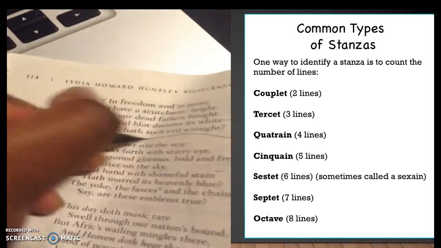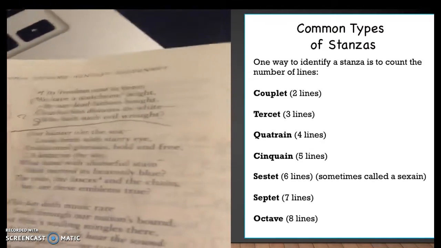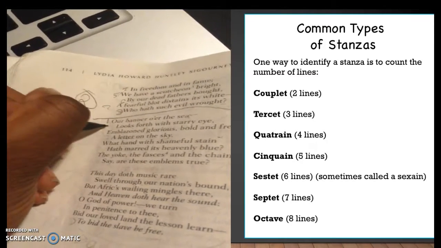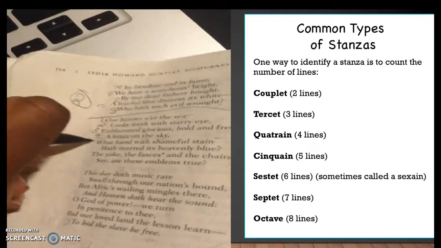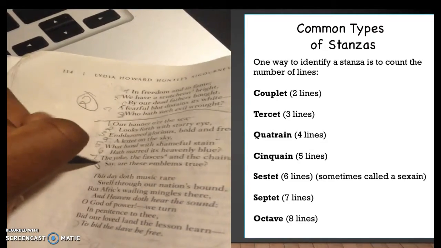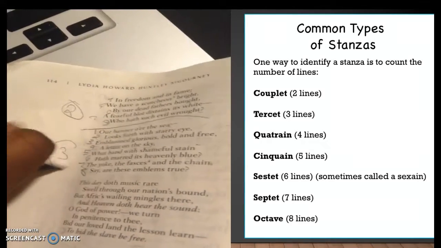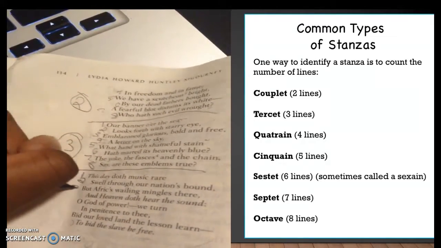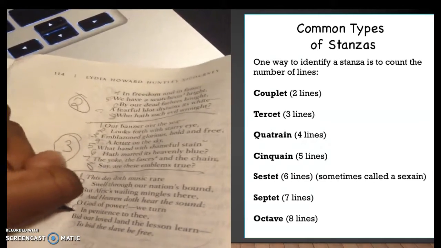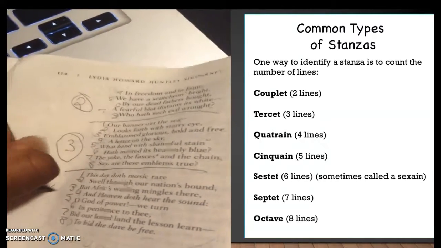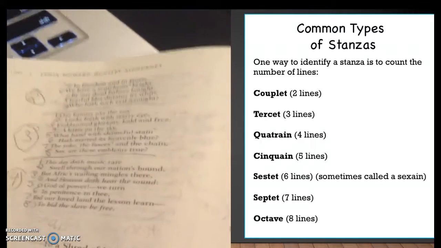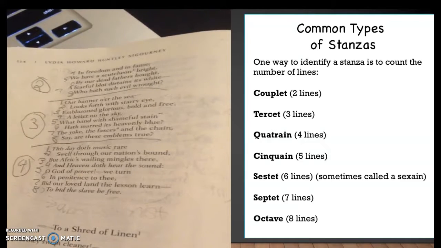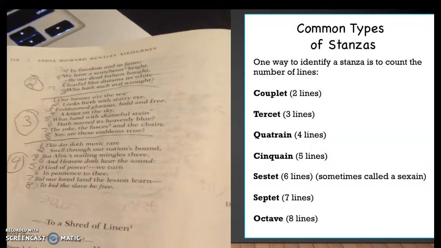Now I'm going to do my break then, and that's stanza 2, and it has 8 lines again. And so we've got 1, 2, 3, 4, 5, 6, 7, 8. That's the third stanza. Break, line break. 1, 2, 3, 4, 5, 6, 7, 8. Okay, so we have counted all 4 of our stanzas, and each of them has 8 lines. Since we have 8 lines in each stanza, we have an octave.